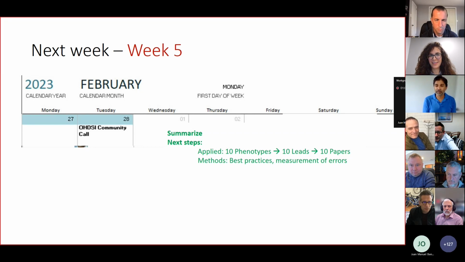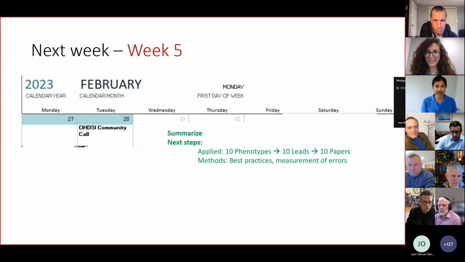Next Tuesday, we're going to attempt to summarize the lessons we have learned over the entire month of February. We're going to talk about how we started with 10 phenotypes, with 10 leads, and how we're going to roll into 10 papers. We're also going to talk about methods, the best practices we have learned, and the measurement errors. Just a reminder, Phenotype February is just to help us frame the community's thinking around the problem of phenotyping. We won't stop this month. We will continue till the end of this year, till the next Phenotype February. So thank you for joining us on this journey.